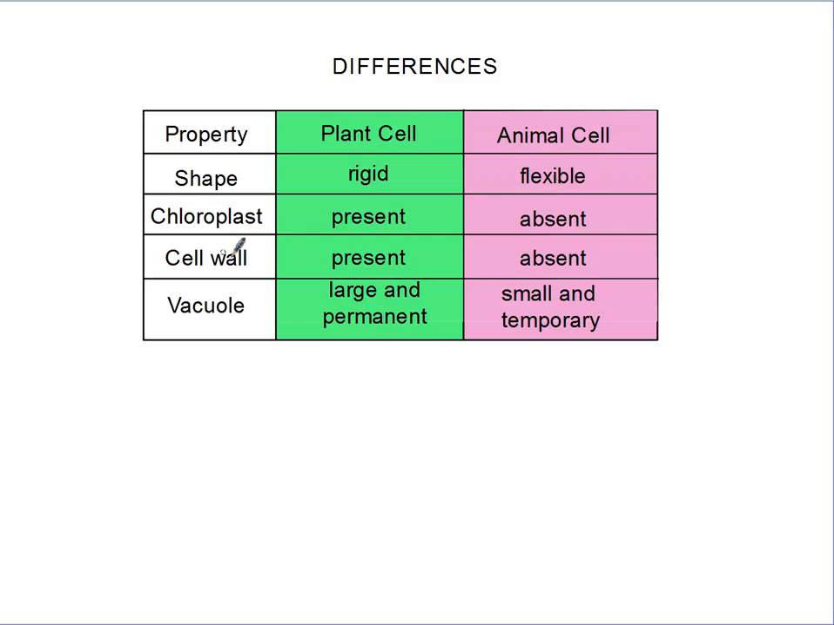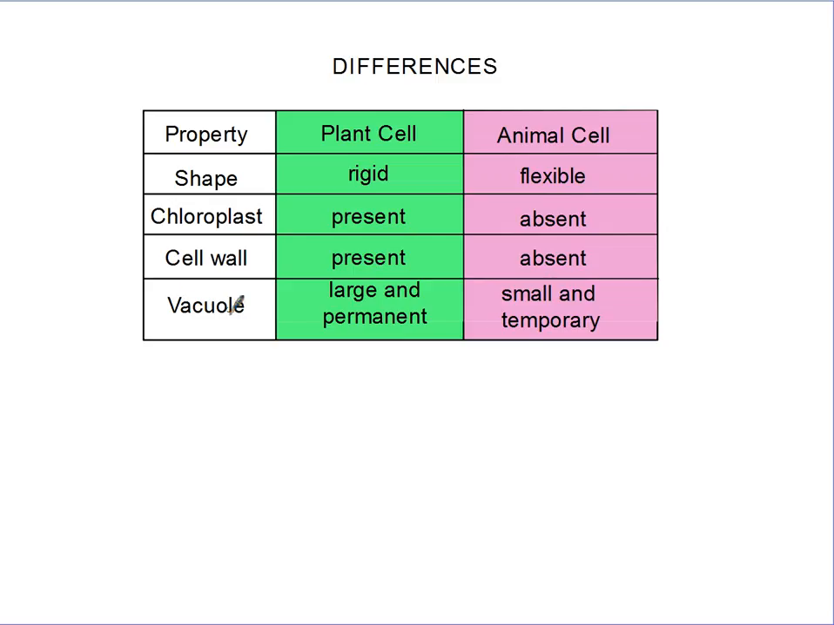Now let's talk about the chloroplast. Plant cells have chloroplast. Animal cells do not have chloroplast. That is why I've written absent here. With a cell wall, plant cells have cell wall. Animal cells do not have cell wall. Remember, the first one was a shape, rigid, flexible. Now we are talking about the cell wall, present, absent.